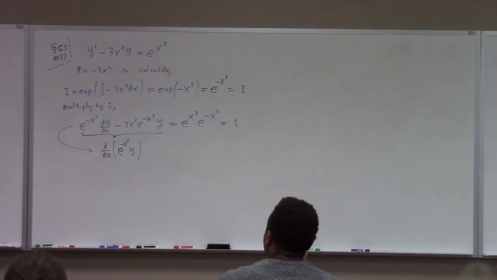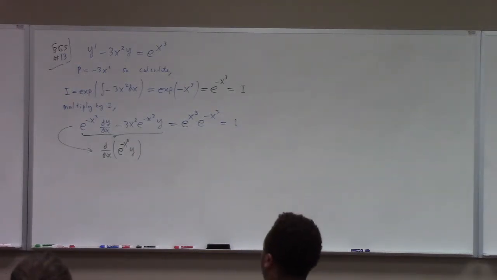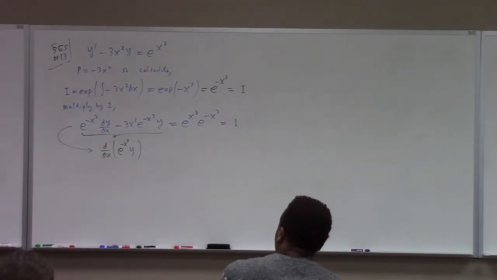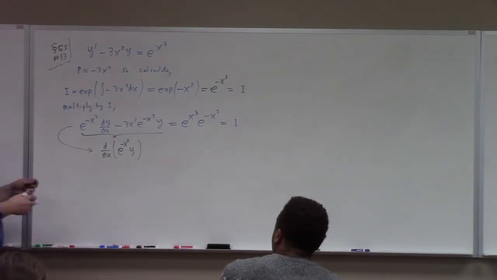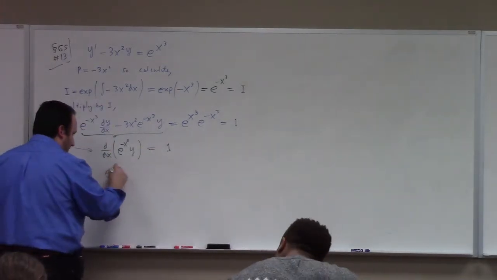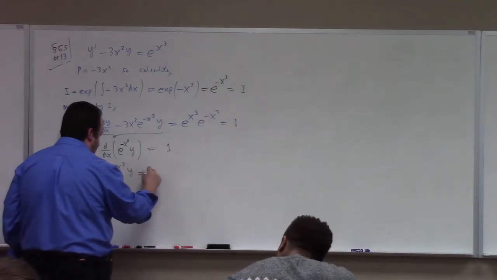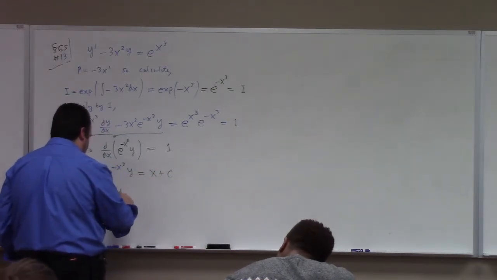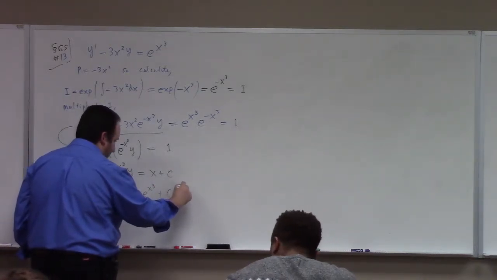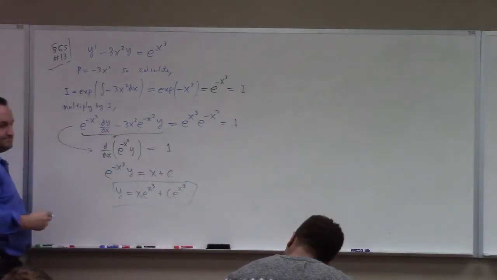Looking for that kind of simplification in an arbitrary calculation is not something we tend to do, but this is not an arbitrary calculation. This is by design. We multiply by the integrating factor so that the reverse product rule becomes available, so we can see it. And then, of course, that's equal to 1. Integrate both sides. We get e to the minus x cubed y is equal to x plus a constant. So y is equal to x e to the x cubed plus c e to the x cubed. There you go. That's the solution to that one.